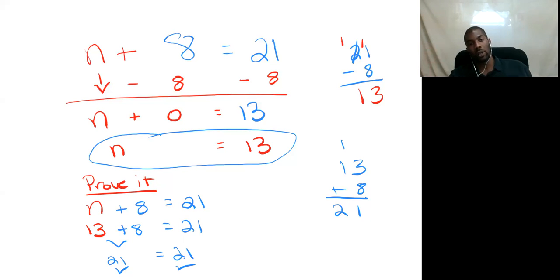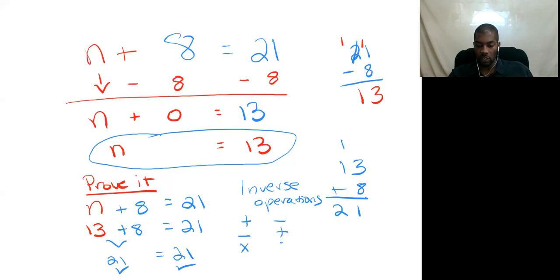All right, so what do we know here today? We learned about the word inverse operations. Inverse operations are simply the opposite. The opposite of addition is subtraction. The opposite of subtraction, addition. Opposite of multiplication is division. The opposite of division is multiplication.